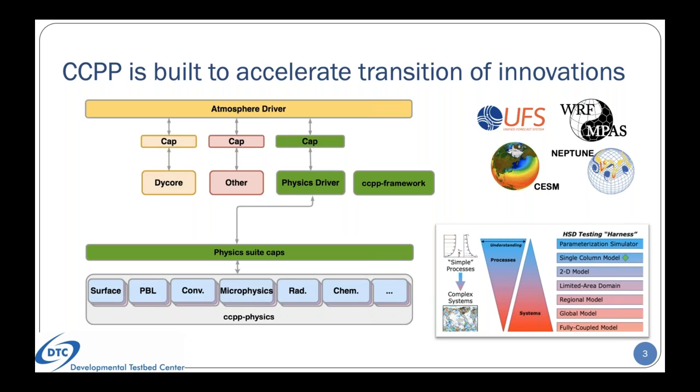The CCPP is also an essential part of the hierarchical system development framework of the Unified Forecast System. And as such, CCPP is implemented in the single column model as shown in the bottom right here. So that means that you can run exactly the same physics high up in that funnel where the understanding of processes is important, but also in fully coupled complex modeling systems.